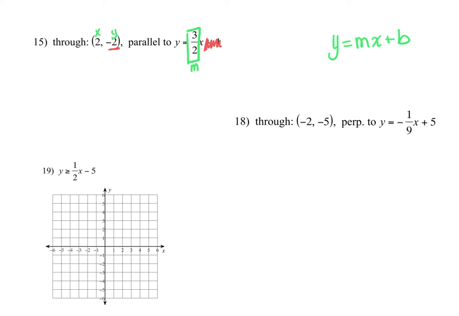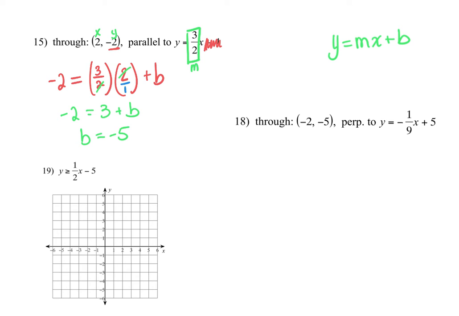Y, negative 2, equals m. That's 3/2 times x. That's 2. Plus b. Remember, 2 is over 1, right? You can cross cancel here. So 3/2 times 2 is just 3. So negative 2 equals 3 plus b. Subtract 3. B is negative 5. Your answer should always be in this format over here. So y equals m, that was 3/2, x. I solved for b, which is negative 5.